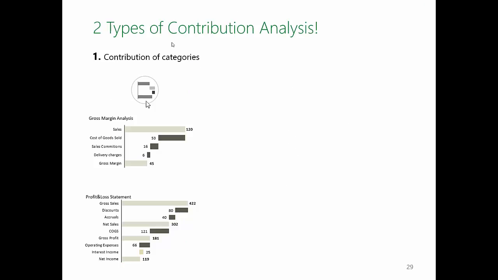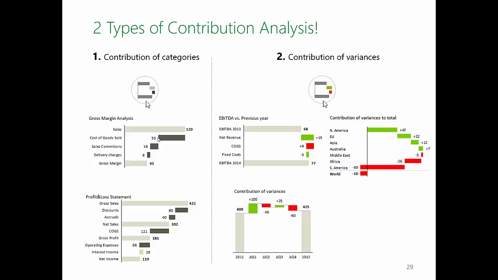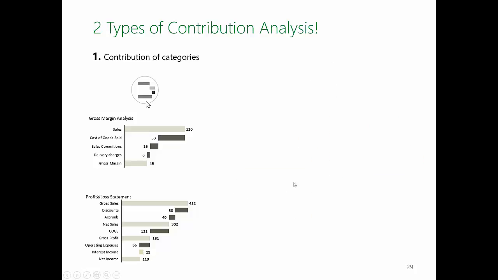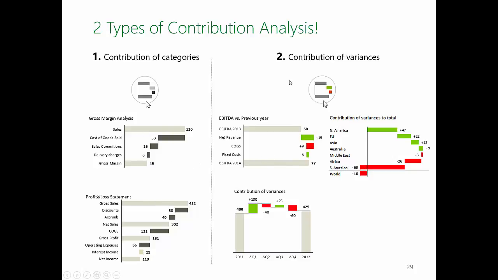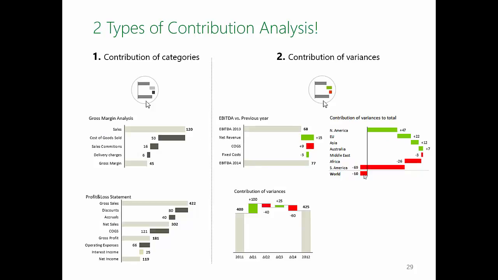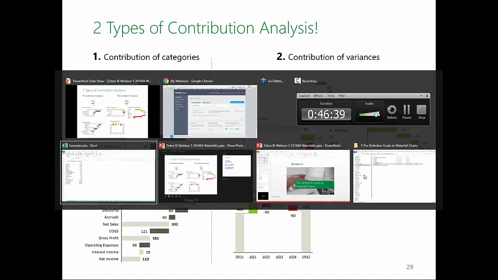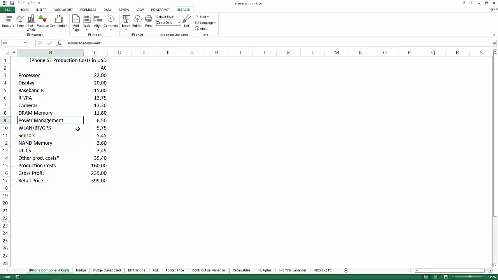So to end this part, we have 2 types of contribution analysis. Like the gray charts, not red-green ones, that expose the structure of a calculation, or the second one, contribution of variances, where you can have bridge charts or just variance waterfall charts. So these are the types of charts that are used in business reporting. So let's take a look at a few more examples. We'll do it in Excel with Zebra BI.